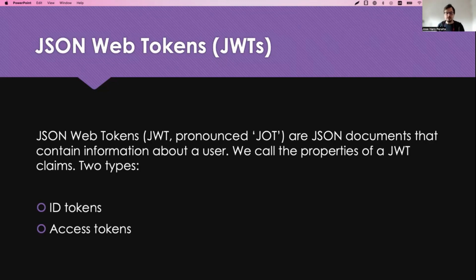A JSON web token is essentially a JSON payload that contains claims about our user and about the rights they have to access our API. There are different ways of classifying JSON web tokens. One common classification is between ID tokens and access tokens. So we're going to see later, in the context of OpenID Connect, when a user successfully logs in with the provider, they're going to get an ID token and an access token.